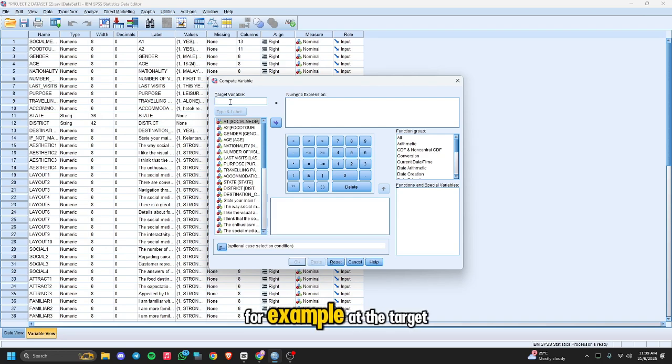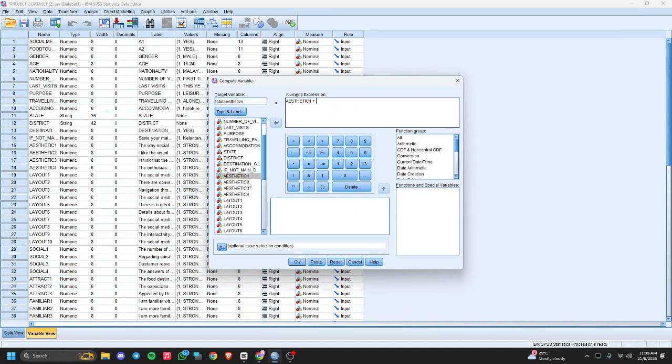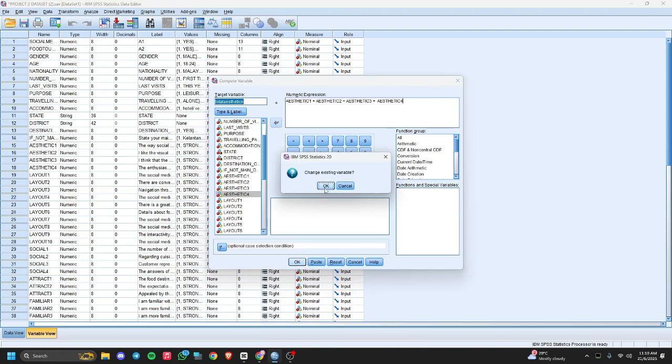For example, at the target variable box, type the name of the new variable. Like me, I will choose total aesthetic. Then at the numeric expression, type your formula. For instance, if you combine question 1, question 2 and question 3, so choose aesthetic 1 here, plus aesthetic 2 plus aesthetic 3 plus aesthetic 4, and here click OK.